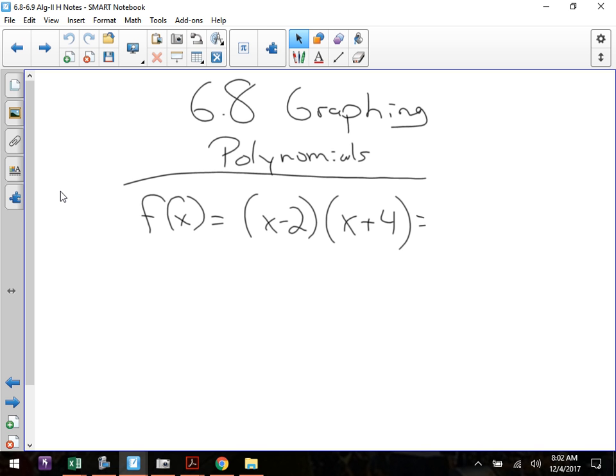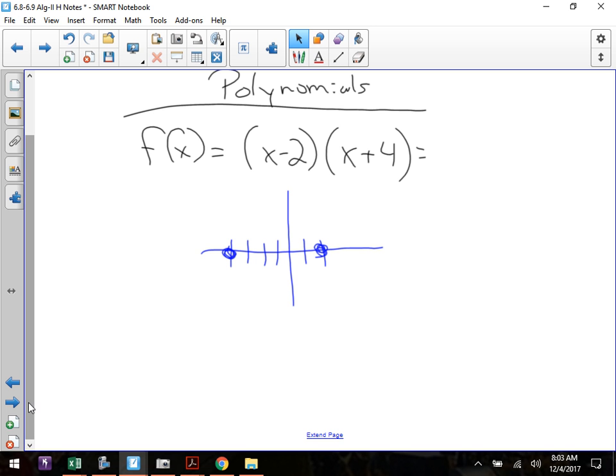Where are your zeros at? Could you figure out where your y-intercept is? Where is it? It's -8, isn't it? Yeah. All right. Sometimes you can get a little bit of extra information. Quadratics are easy. I mean, we've all graphed these before.